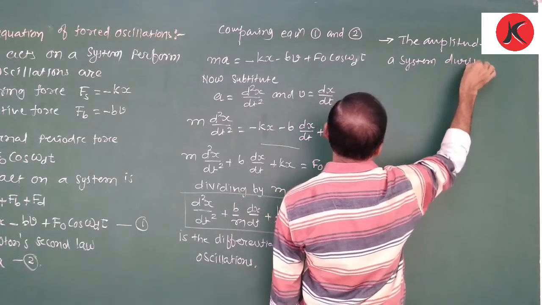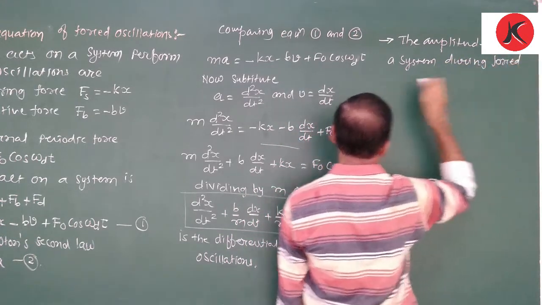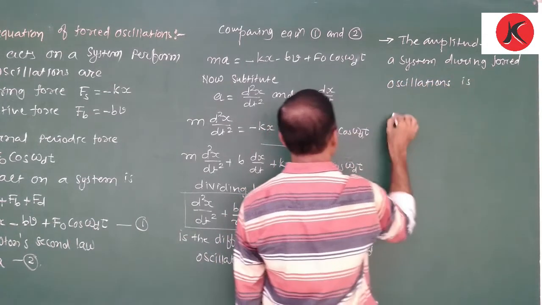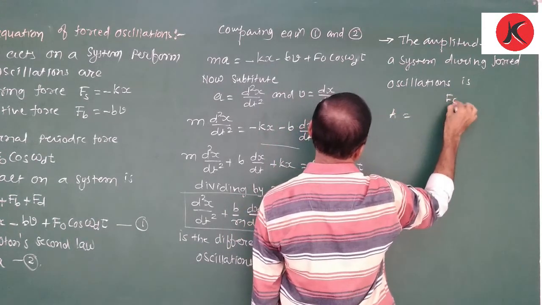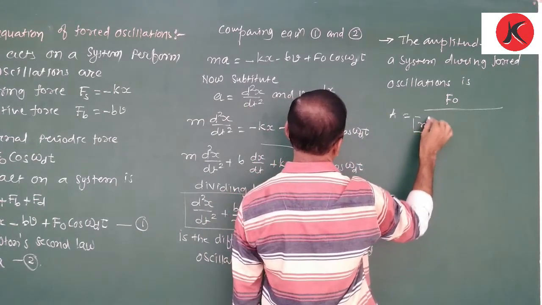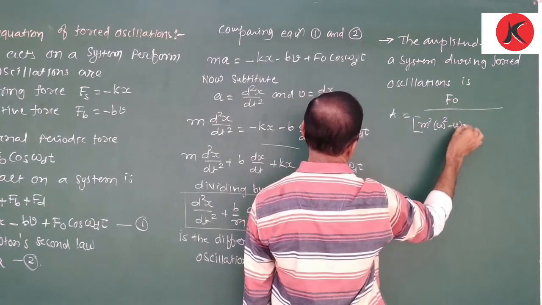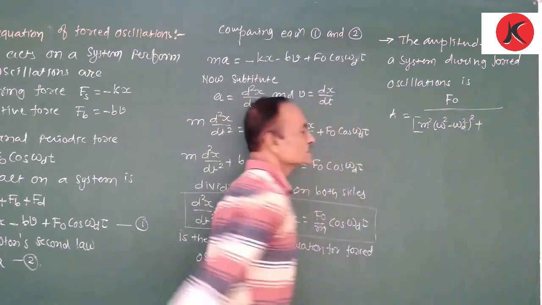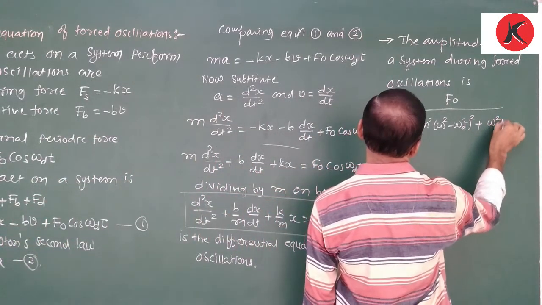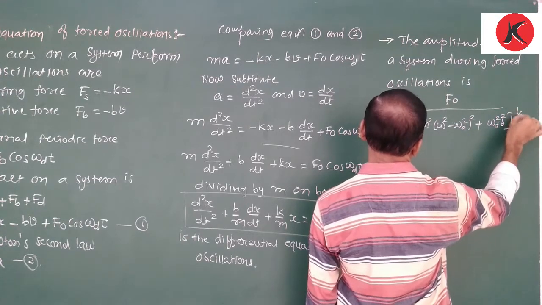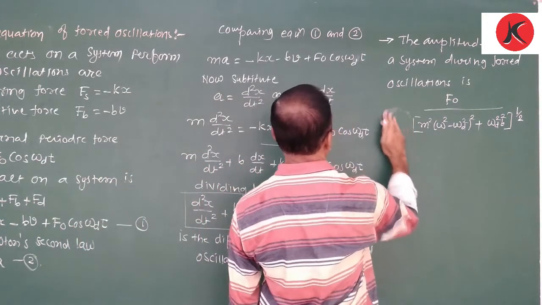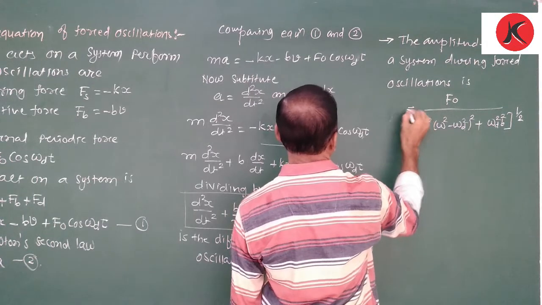The amplitude of a system during forced oscillation is A is equal to F0 upon, into bracket, m square into omega square minus omega d square whole square plus omega d square into b square, whole bracket to the power half. This is the amplitude of the system in forced oscillation.